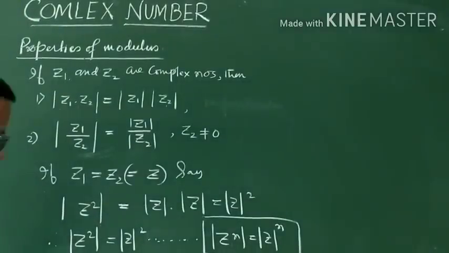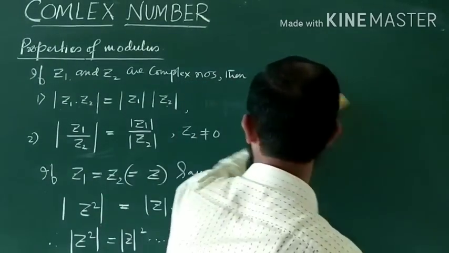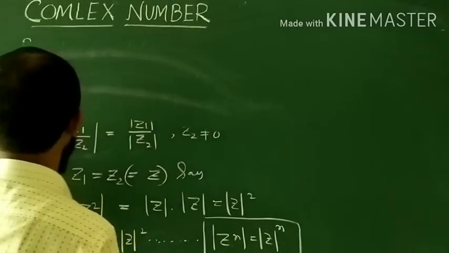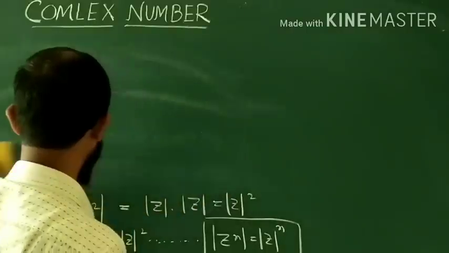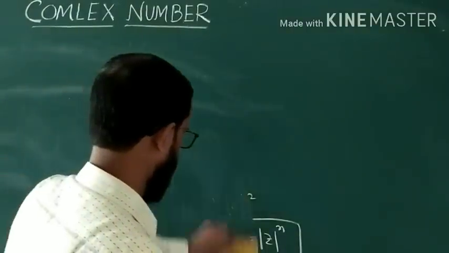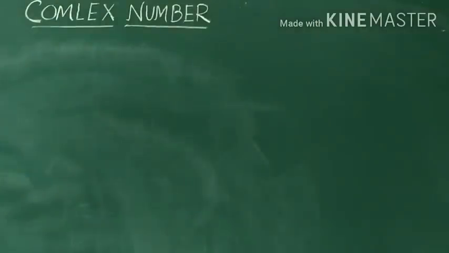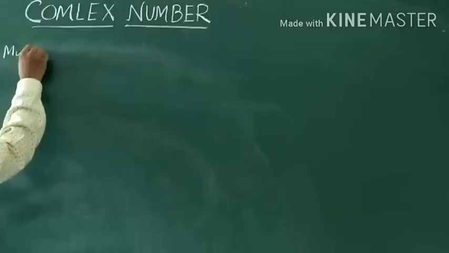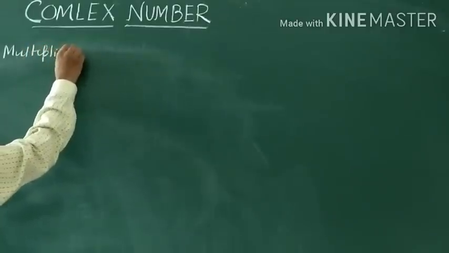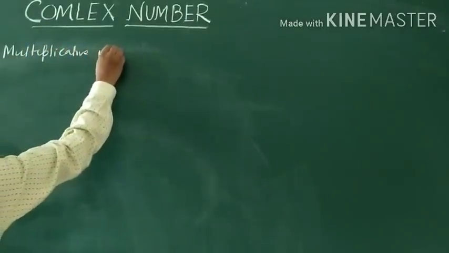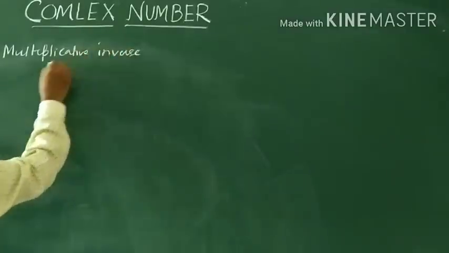Now we have discussed a few properties, and now we are going to solve a few questions related to these properties. One important concept I am going to discuss is called multiplicative inverse of a complex number.